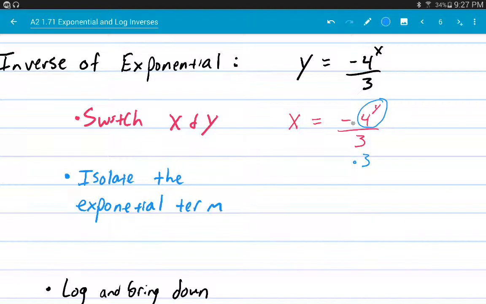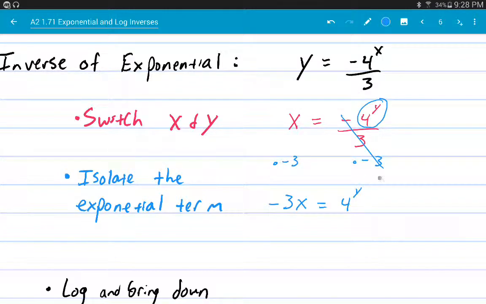But I want to get rid of the negative, so it would be great if instead I did times negative 3, because a negative and a negative become positive. Right, so these will really cancel each other out, the negatives, and the 3's, divided by 3 times 3, will cancel each other out too. If I want to do this on the right, I have to also do it on the left, so times negative 3. These will cancel. Negative 3 times x, that's negative 3x, is equal to 4 to the y.